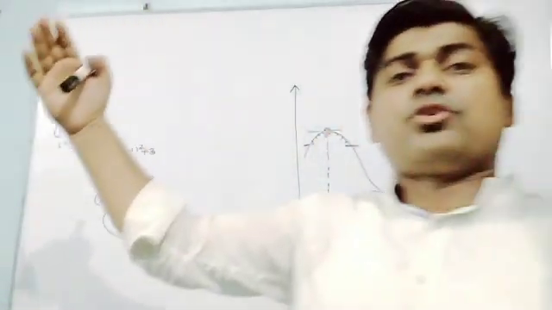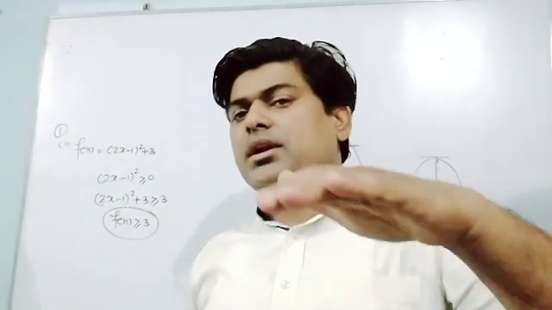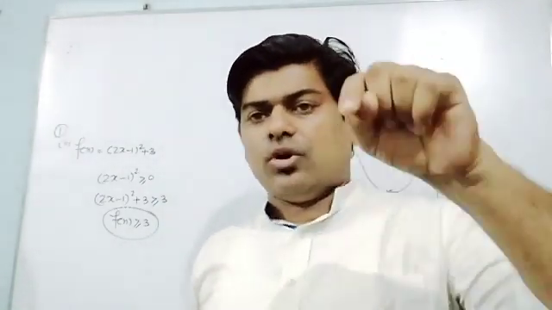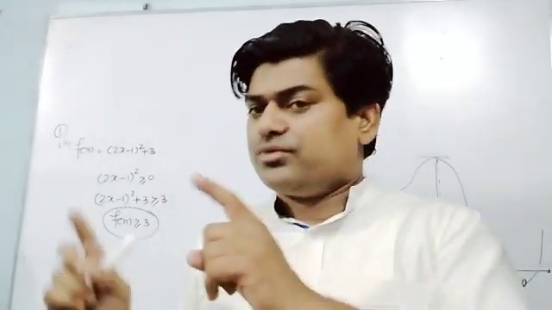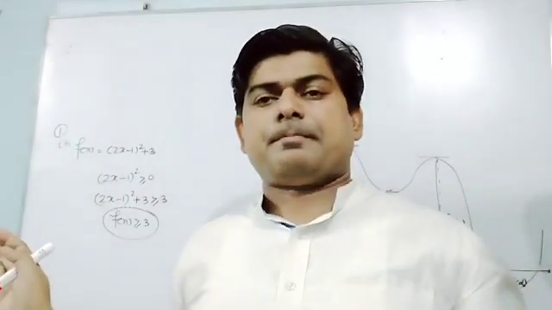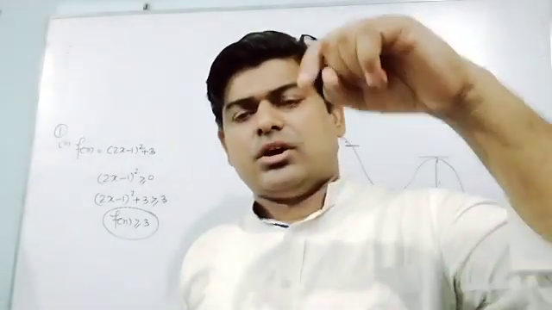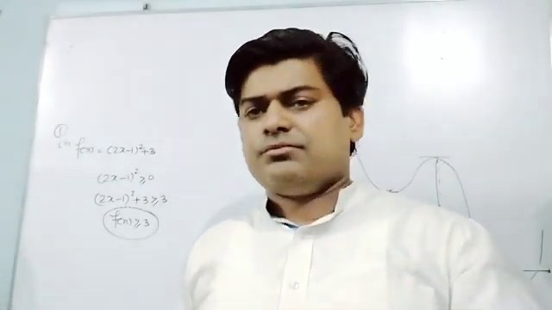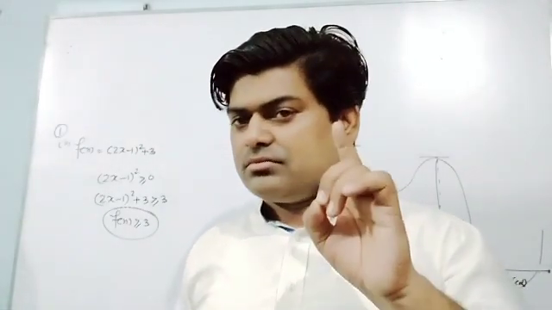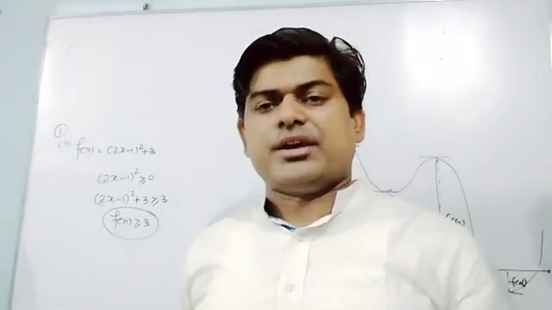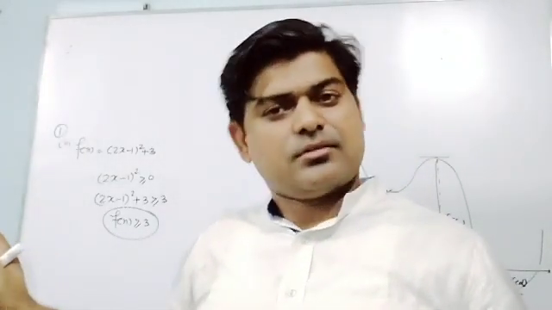How much it will go we don't know, but a boundary is there. It cannot be less than 3. It will always be more than or equal to 3. So what can I say? The minimum value of this function is 3. We can't get any value of f(x), for any value of x, which is less than 3. It will always be more than or equal to 3. So I can say the minimum value of this function is 3.